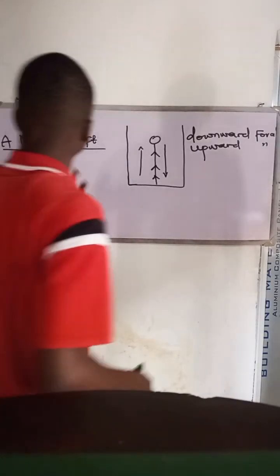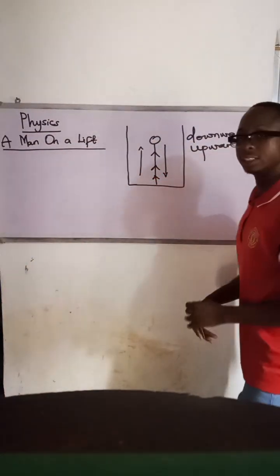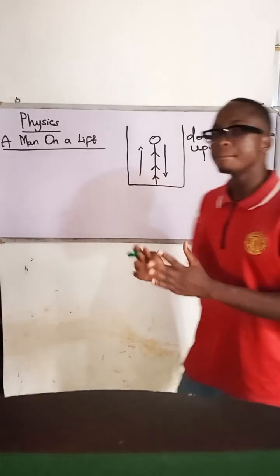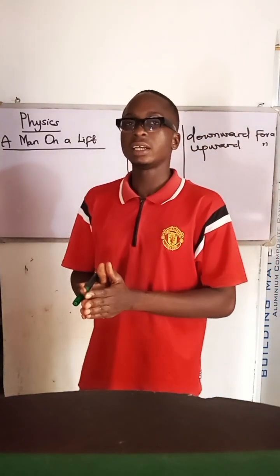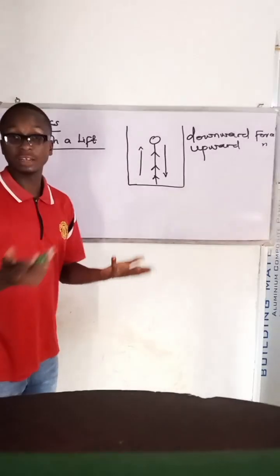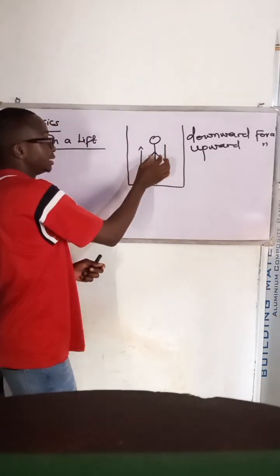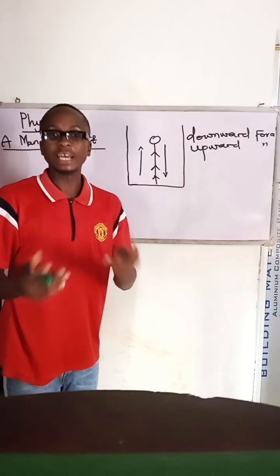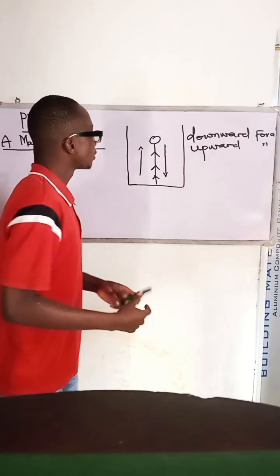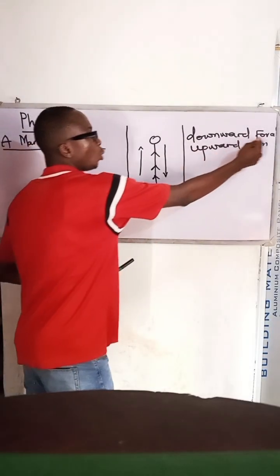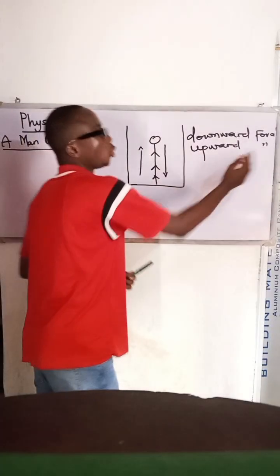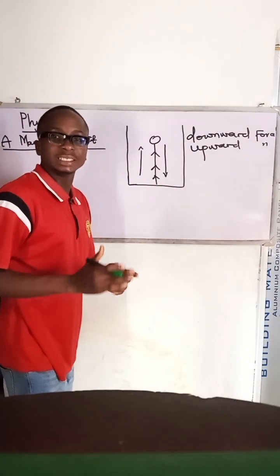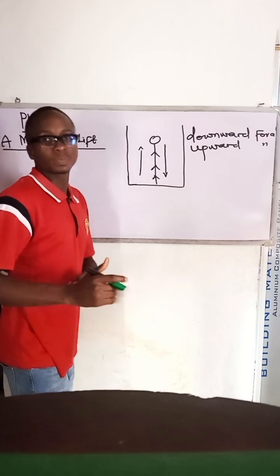Now let us talk about this topic in physics called a man on a lift. If a man is on a lift, a lift is an elevator. Let's say this is a man in a lift. There are practically two forces that he experiences in that lift: the downward force and the upward force.